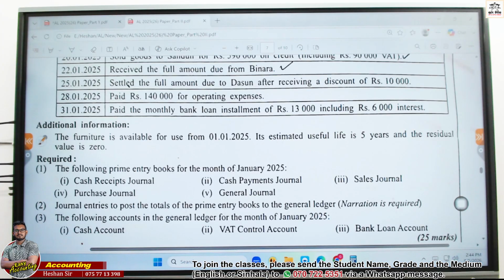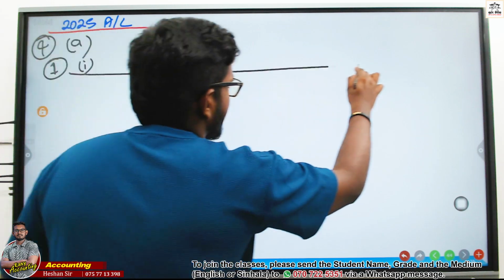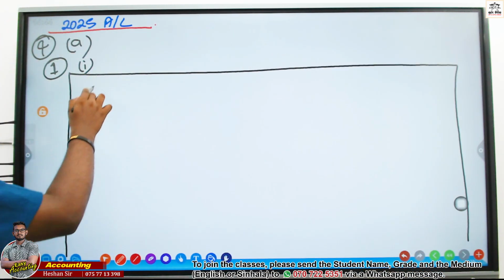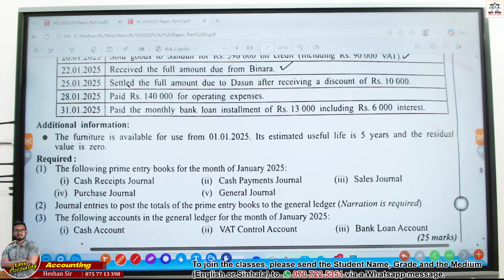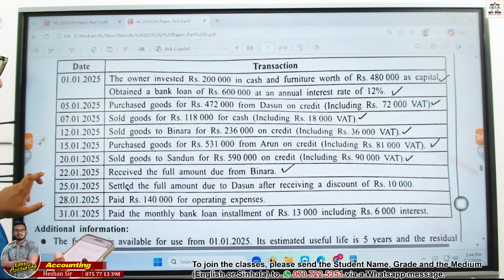In number 1 they are asking what? Cash receipt journal, right? Now in here when you are drawing the cash receipt journal, you know date, description. Seems there is no discount, is there? No discounts at all.